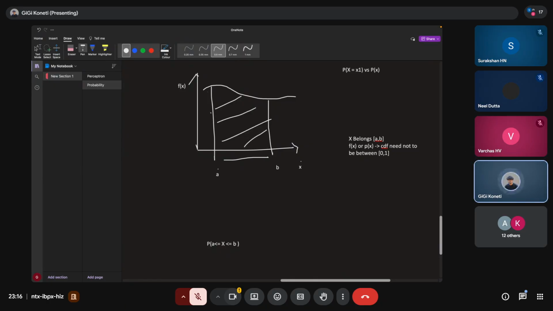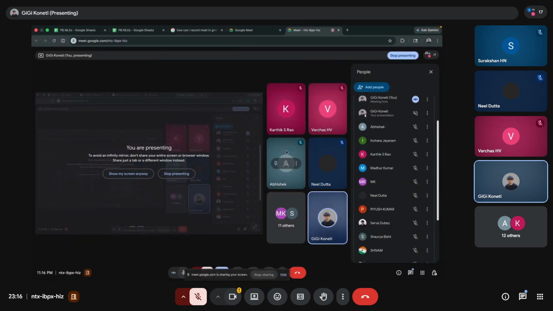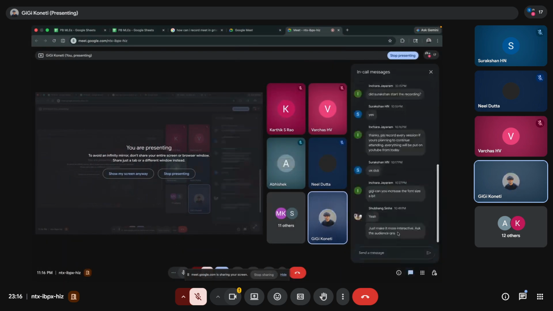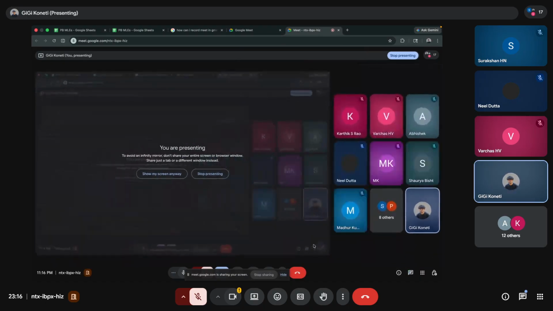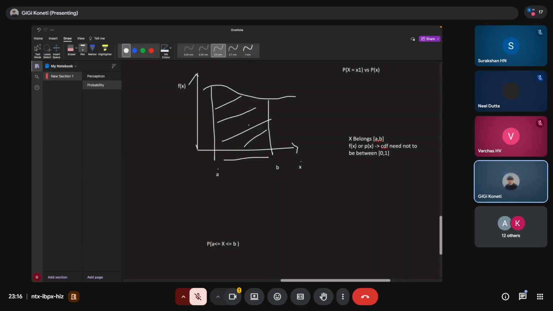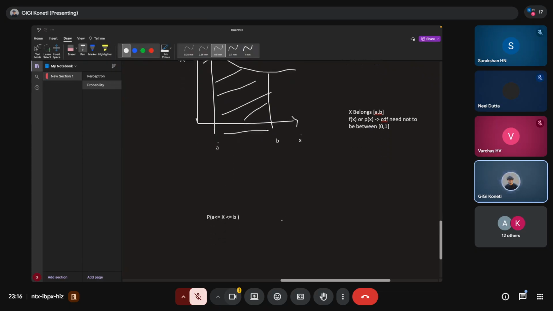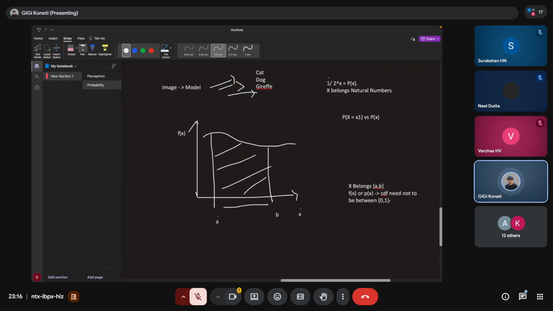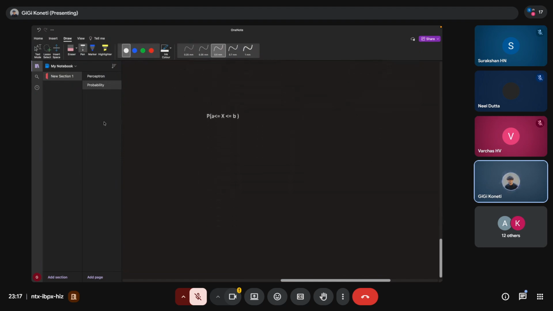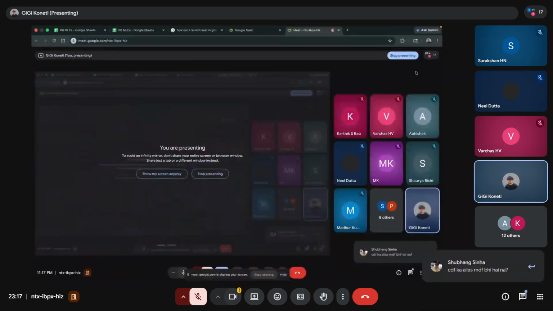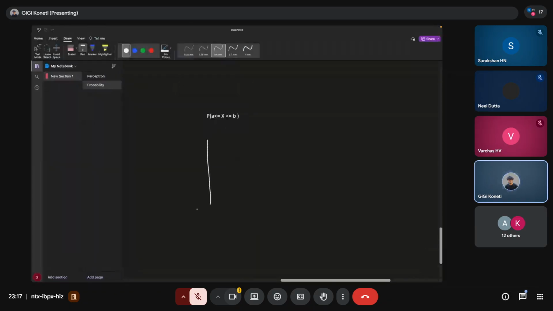And this area is always magically 1 when you take probability. So this is always 1 when F of x is a cumulative distribution function. I'll explain the reason. Why it need not be between 0 and 1, right? For that I will have to draw. So I will take 2 examples.